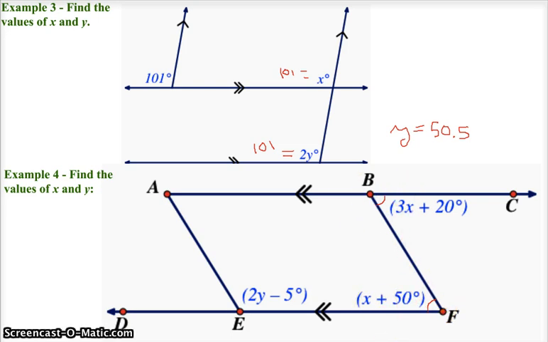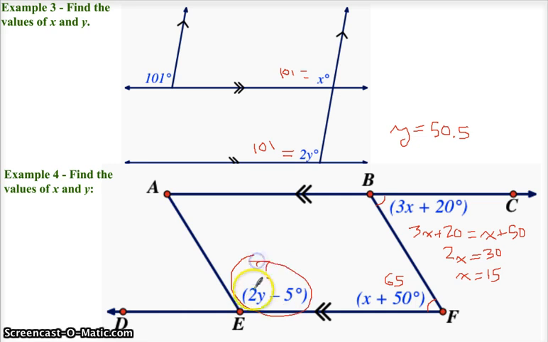Let me solve that. I'm almost out of time. Again, I know those angles are equal because of alternate interior. 3x plus 20 equals x plus 50. Solve that for x. That's wonderful. Since I know that's 15, I know these angles are actually 65. And can I find 2y minus 5? Actually, I can't. There's nothing that tells me how to find 2y minus 5.